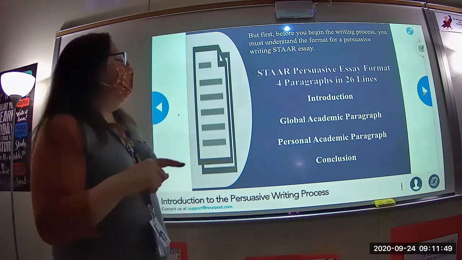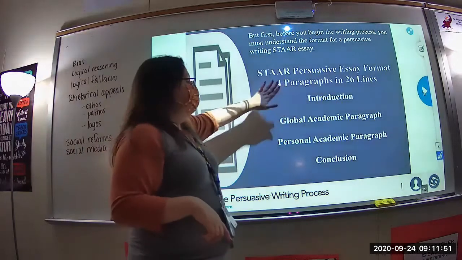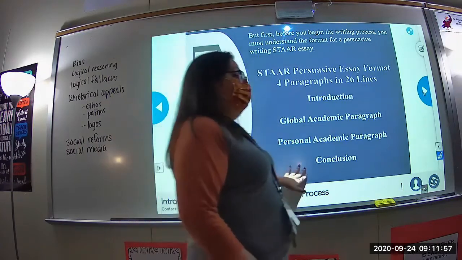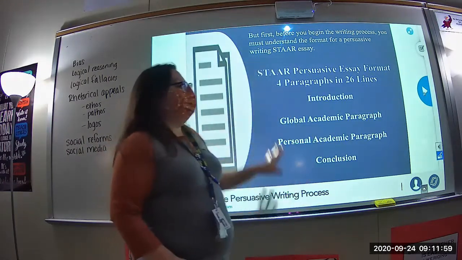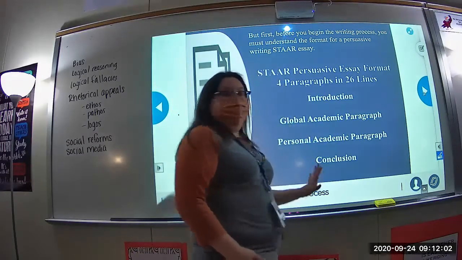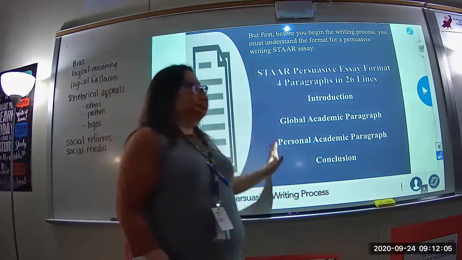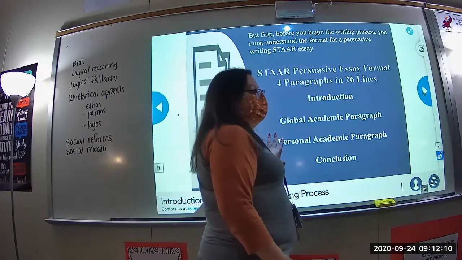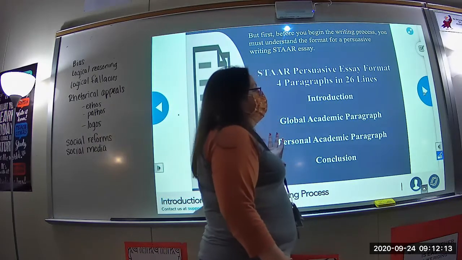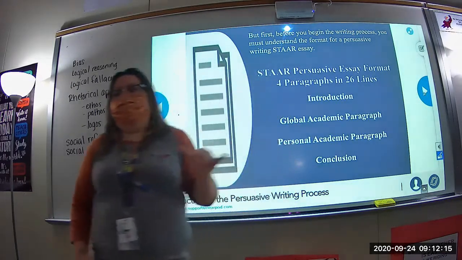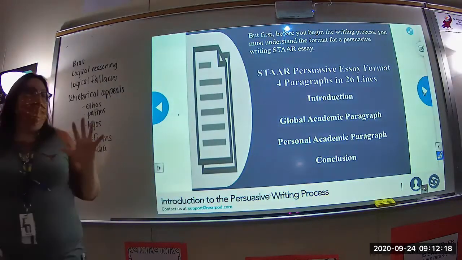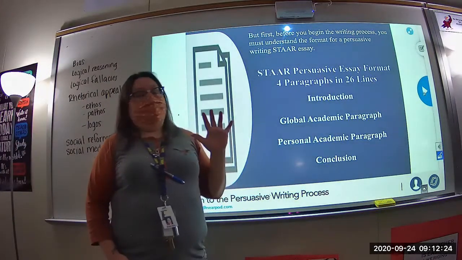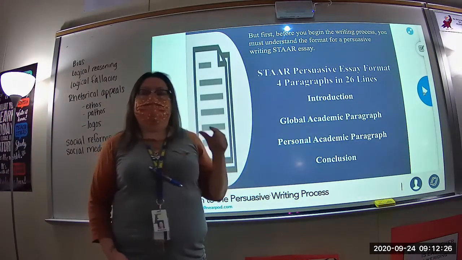Okay? So, we start off with an introduction. We have what's called a global academic paragraph, a personal academic paragraph, and a conclusion. Now, right now, these are just words, but I'm literally going to break everything down. And so you'll know exactly what I'm talking about. So 4 paragraphs, right? Most of us have learned throughout the years that a regular paragraph has an introduction, 3 body paragraphs, and a conclusion, right? That's 5. Do I have room for 5 paragraphs on 26 lines? Your paragraphs would have to be like this big, right?